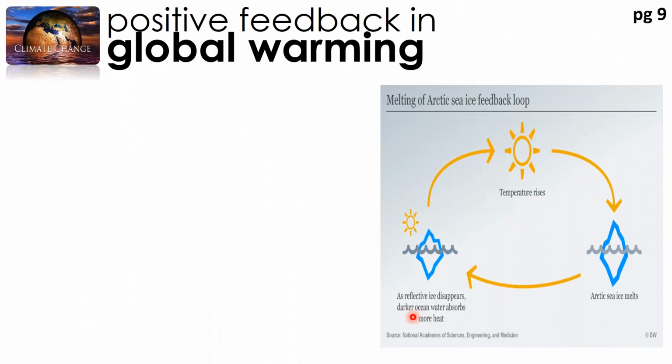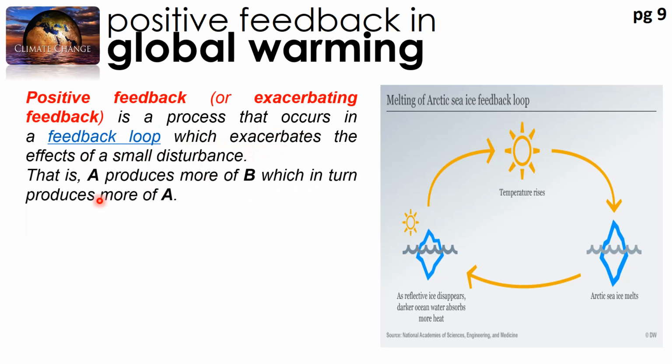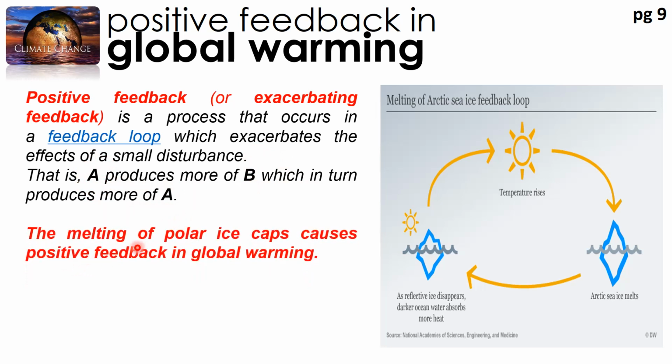Now, the melting of polar ice caps is an example of positive feedback in global warming. What is positive feedback? It is a process that occurs in a feedback loop which exacerbates the effects of a small disturbance. So, it is a case whereby A will produce more of B, which will in turn produce more of A. So the melting of polar ice caps will cause a positive feedback in global warming.